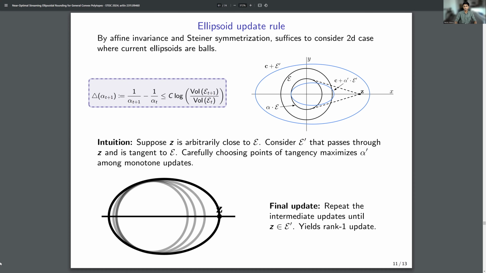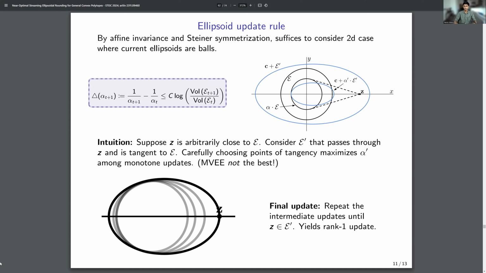One can then consider taking the gap between these consecutive updates very close to 0, and then considering some approximate limit of this process. You then repeat and get some update at the very end that can be approximately analyzed. And the important thing to note here is that this gives a rank 1 update. So this can be implemented very efficiently in just a constant number of matrix vector multiplies.